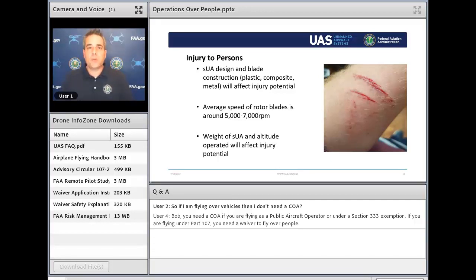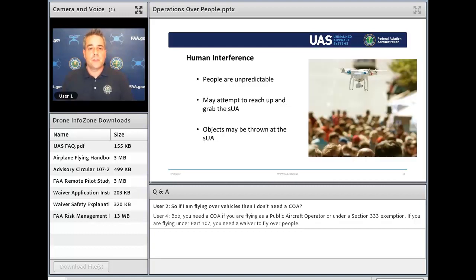Because the differences in construction and design of the unmanned aircraft or blades will affect the injury potential. When we're talking about rotating blades spinning somewhere in the neighborhood on average 5,000 to 7,000 RPM, they can create severe lacerations. And if you look at the photo on the right, that is some injuries that were caused by a blade on a small unmanned aircraft. But if you really want to see what kind of damages they do, and you've got a strong stomach, you can Google these images and you will see a lot of human injuries related to unmanned aircraft. So the danger is real and the injury potential is high.